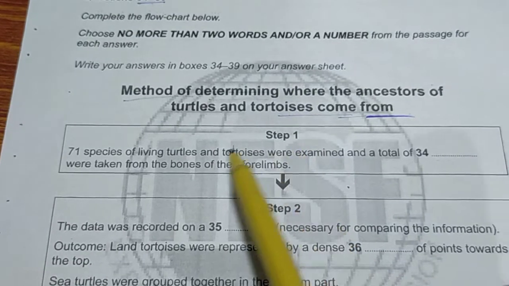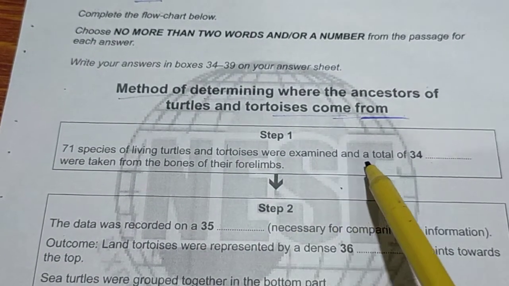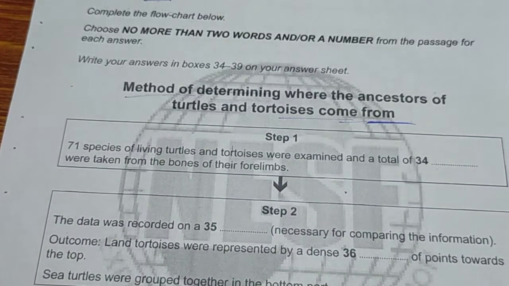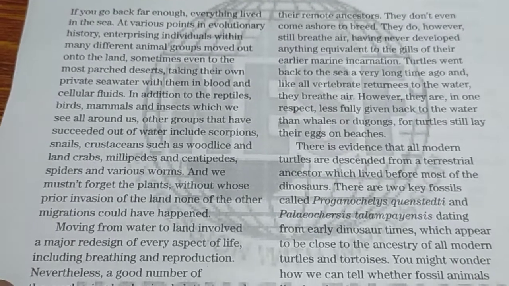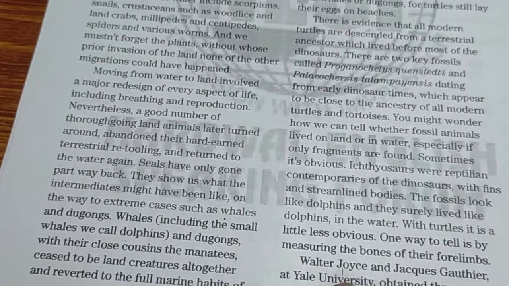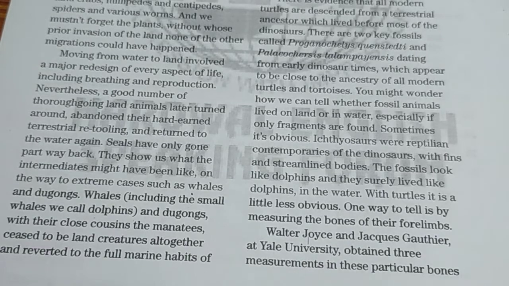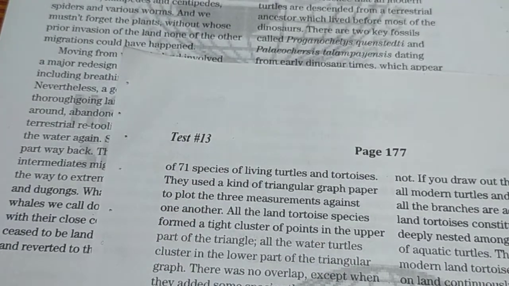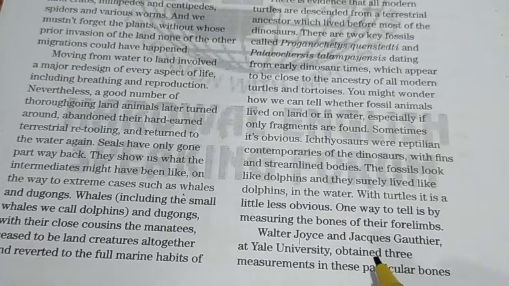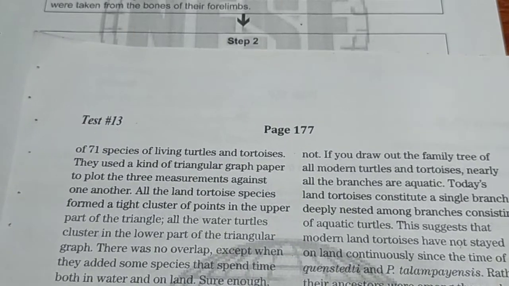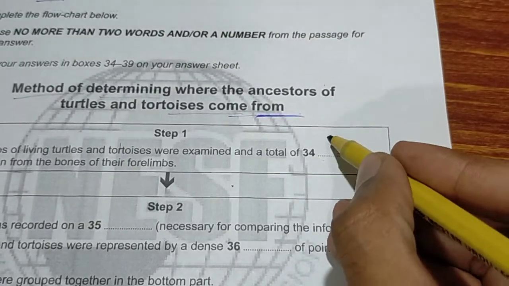Step number 1. In step number 1, 71 species of living turtles and tortoises were examined, and a total of dash were taken from the bones of their forelimbs. So we will have to read the paragraph where it is written: Walter Joyce and Jacques Gauthier at Yale University obtained 3 measurements in these particular bones of 71 species of living turtles and tortoises. So our first blank is 3 measurements.